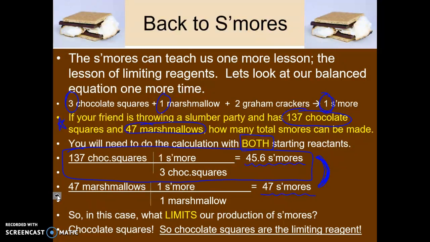Now, you have like 1.5 s'mores left, so someone's going to get cut short and they're not going to have a chocolate square, but hey, I'm cool with that. That's just me, but we are limited.